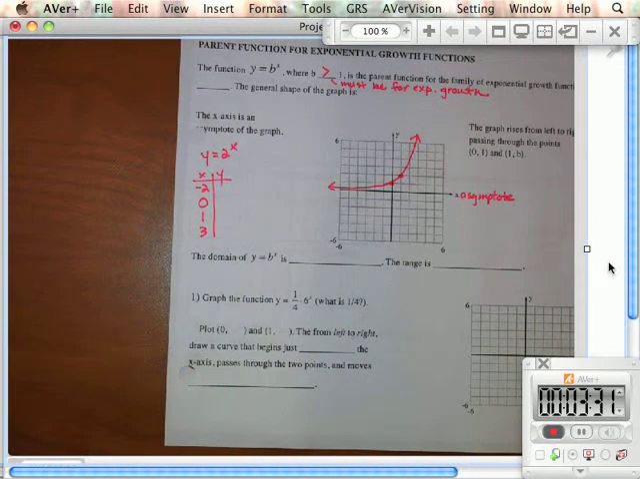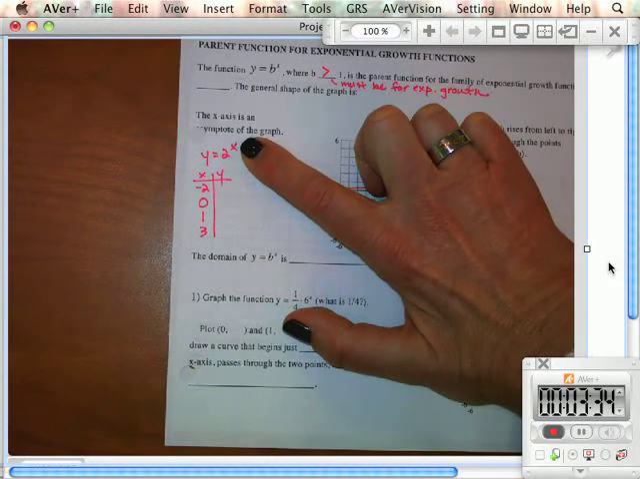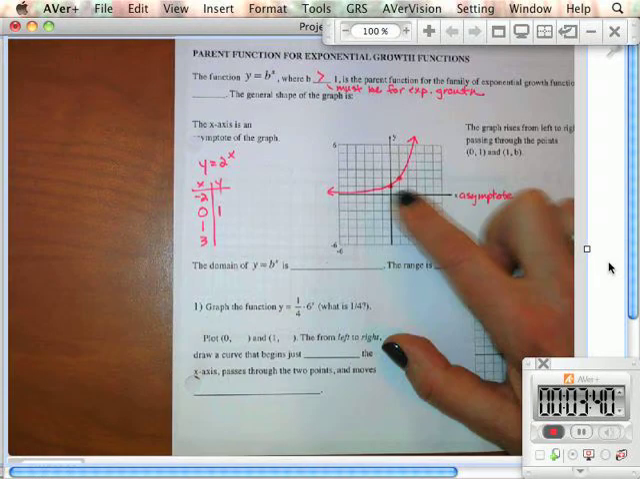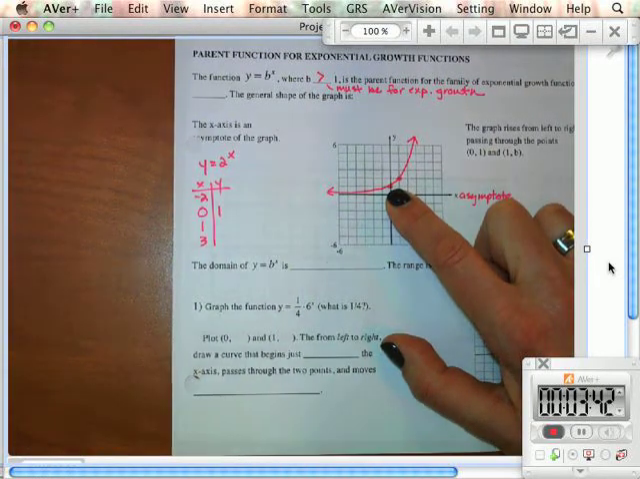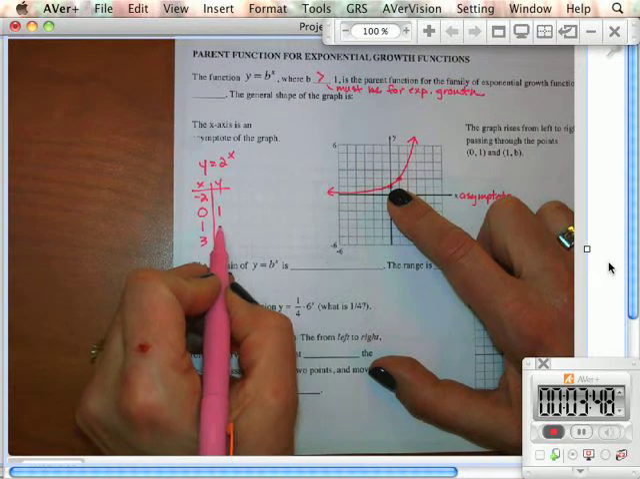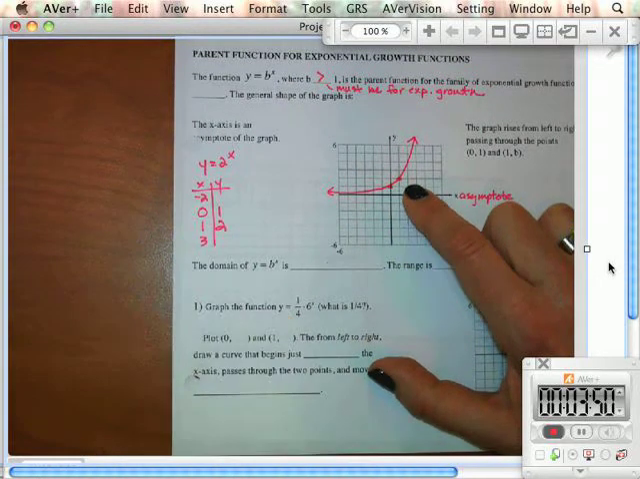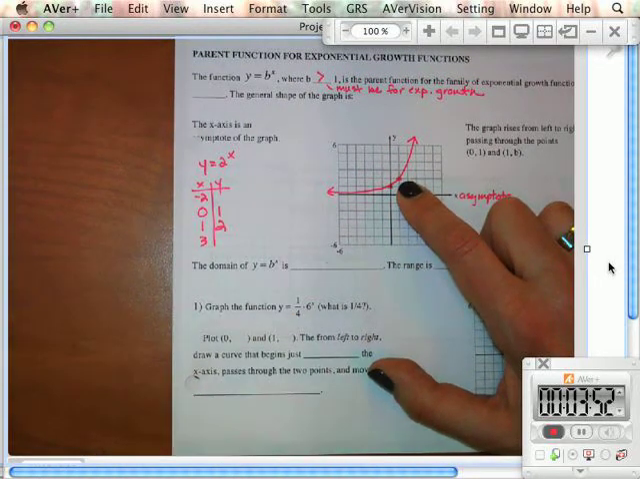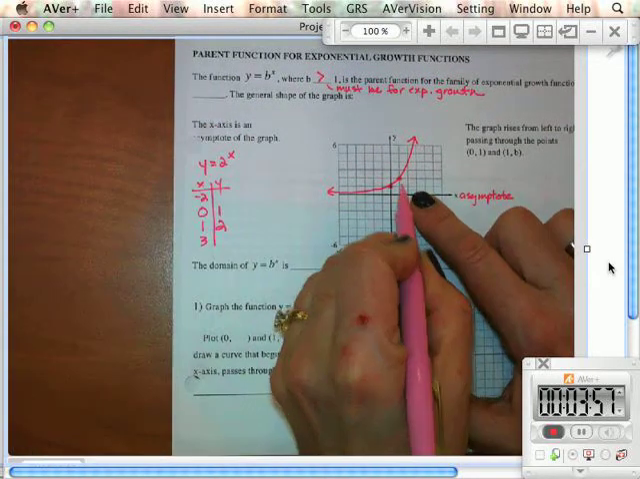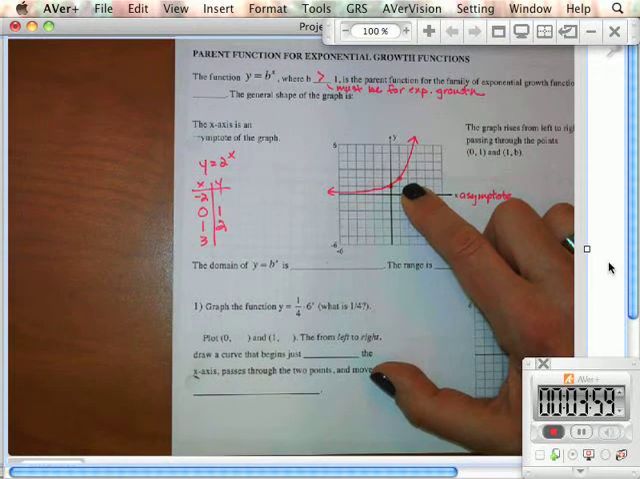If I plug in 0 for x here, what do I get? 2 to the 0 is 1, isn't it? That's where this point comes from, 0, 1. Make sense? Okay. If I put in 1 for x, what do I get? 2. That's where this point comes from, the 1, b. See, b is 2, right? b is 2, so it's over 1 up 2. That's where that point comes from.